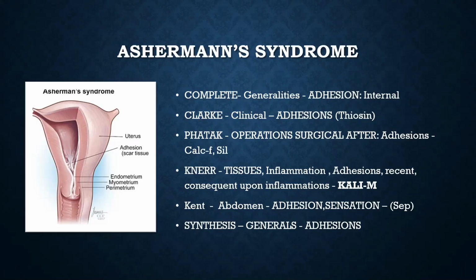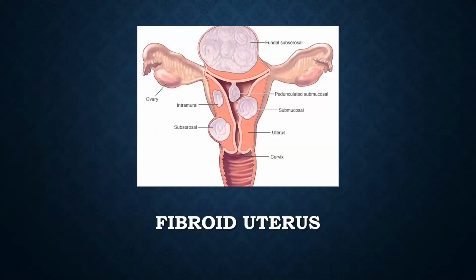Now, Silicea and even Medorrhinum have a symptom of lysis of adhesions. So we can even think about Medorrhinum and Silicea. The next one, again very important, is fibroid uterus. Talking about fibroid uterus is very important, right?